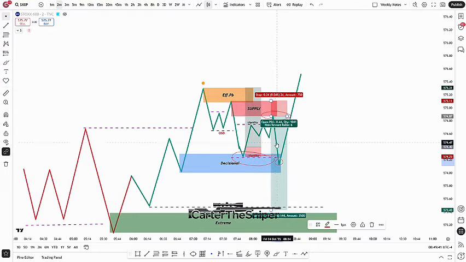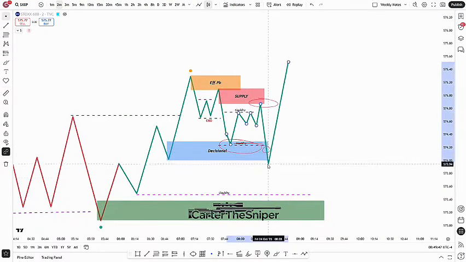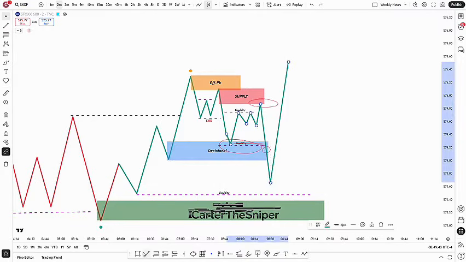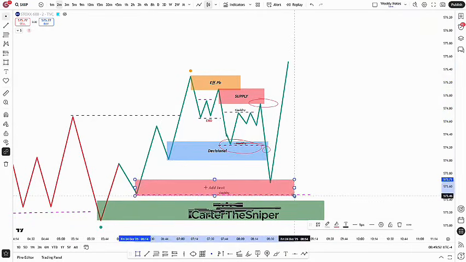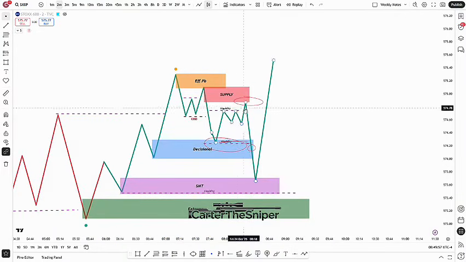Another scenario would be, let me just remove this. Another scenario would be, let's say we break it and do this and come to this smart money SMT. Now, what are people thinking? What are people thinking when they see this?